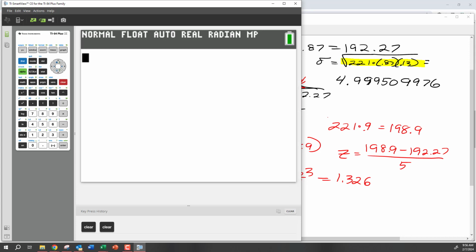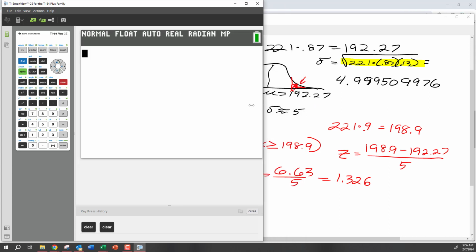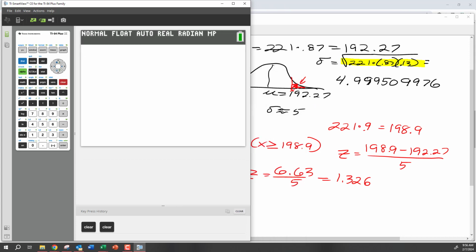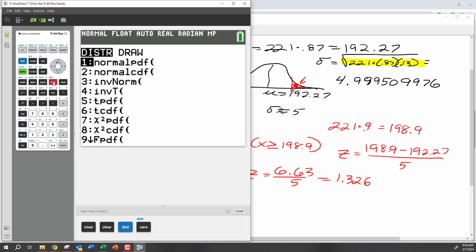Okay, so remember, we're trying to find that area under the normal curve. So we're going to go to our distributions menu, which is second vars for variables. That brings up distributions. And we're on the normal curve, so we've got normal PDF or CDF. PDF is when we're trying to do the probability of it equaling. So x would equal 198. We don't want that. We want greater than or equal to. So we need to choose 2.